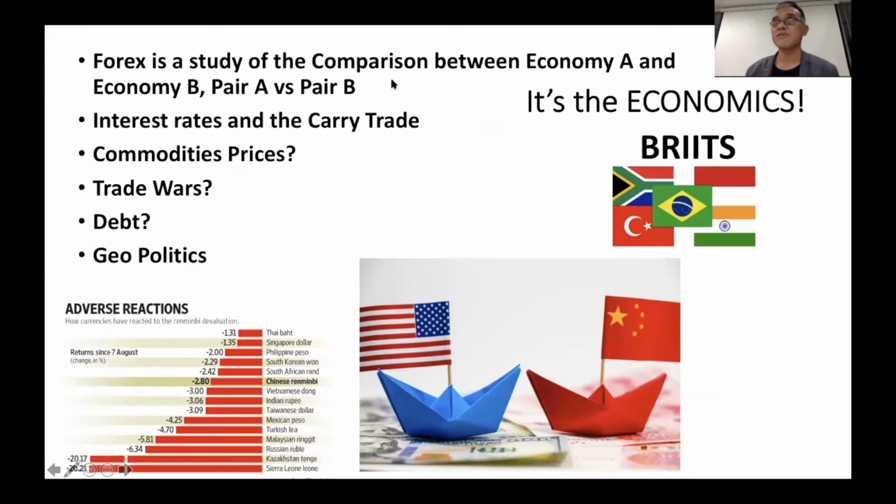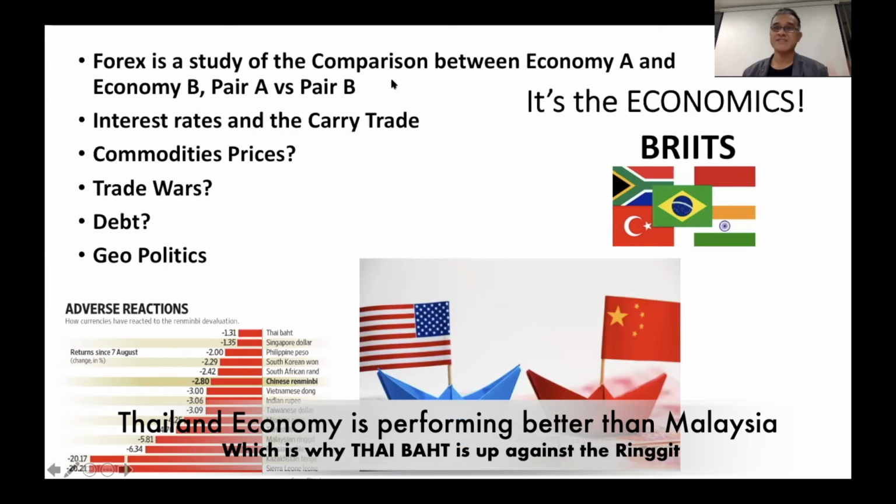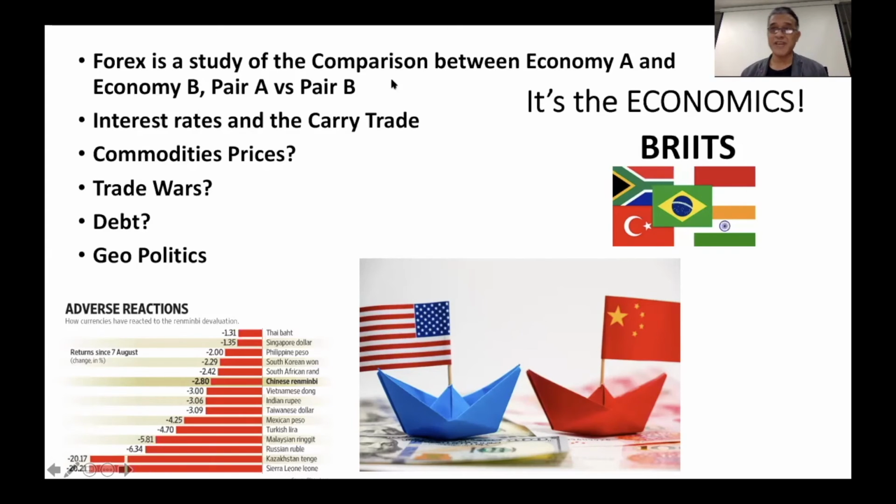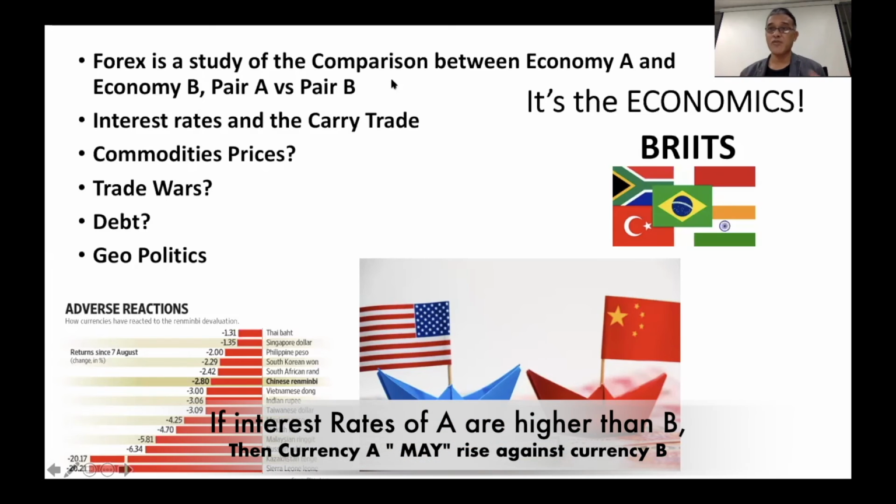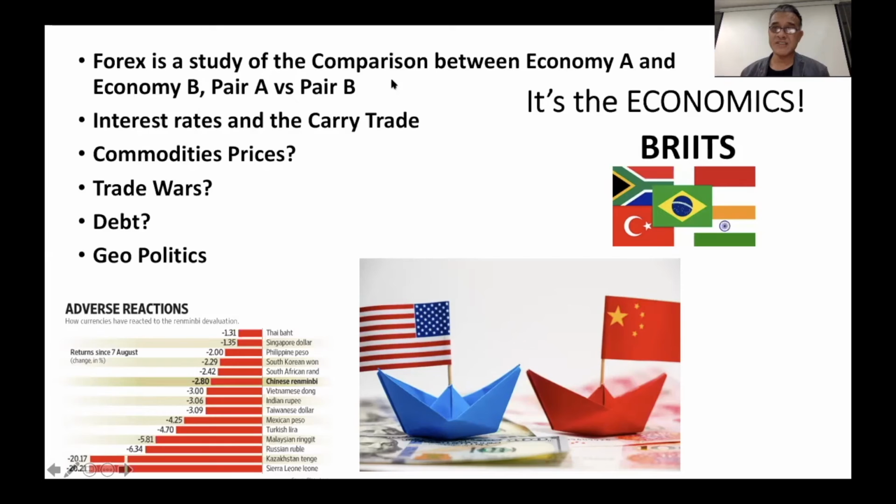You know, we had problems with our previous prime minister and the 1MDB case that resulted in a lot of money going, I don't know where it went, but Thailand has been doing quite well. Despite the problems they had with the general elections, with the new king, things seem to have stabilized. You see the Thai baht going up against the Malaysian ringgit. It's also about interest rates and the carry rates. Naturally, if the interest rate of one country is higher than that of the other country, then the currency tends to rise against the other country.